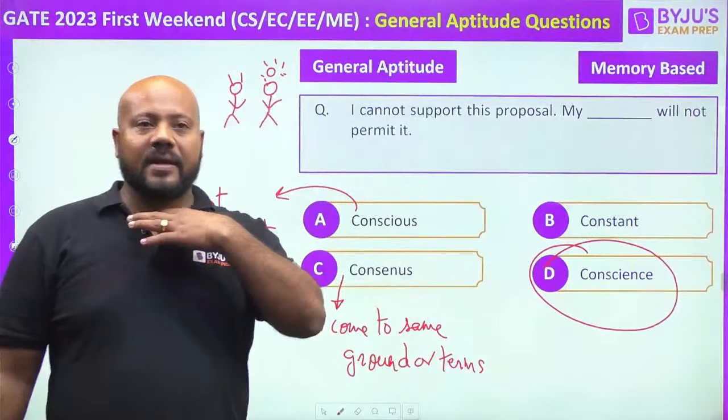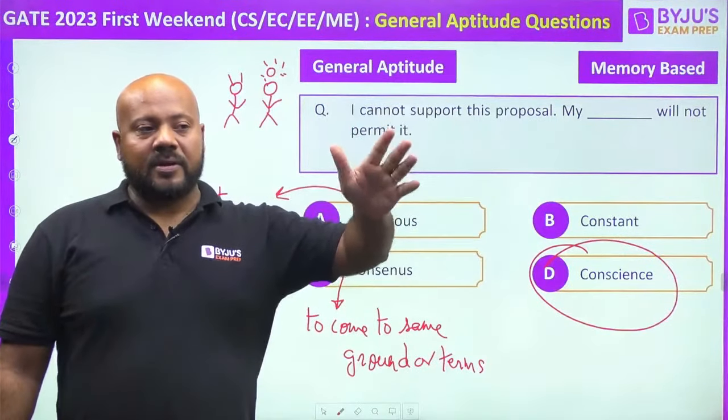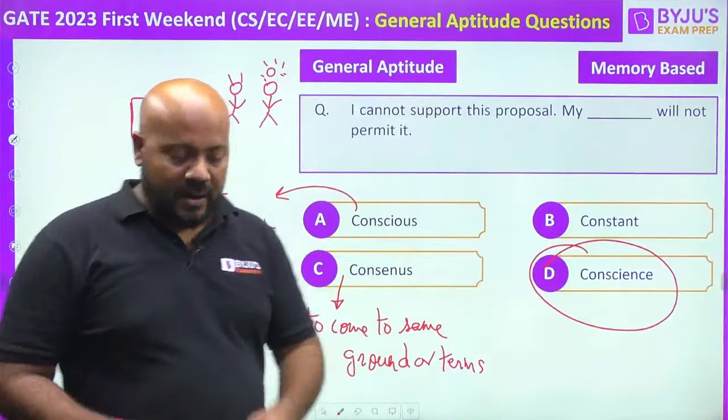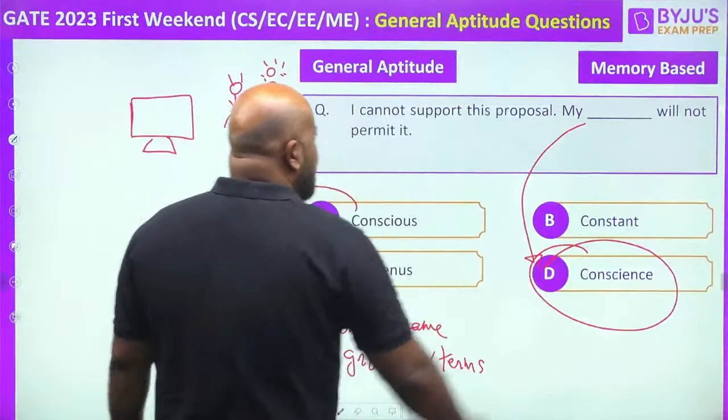अंतरात्मा आवाज नहीं दे रही है. लग रहा है कि ये करना चाहिए. You wanted to do this, but from inside you are not getting the approval that this is ethical, and you are not doing it. So conscience is going to be the correct answer for this question.